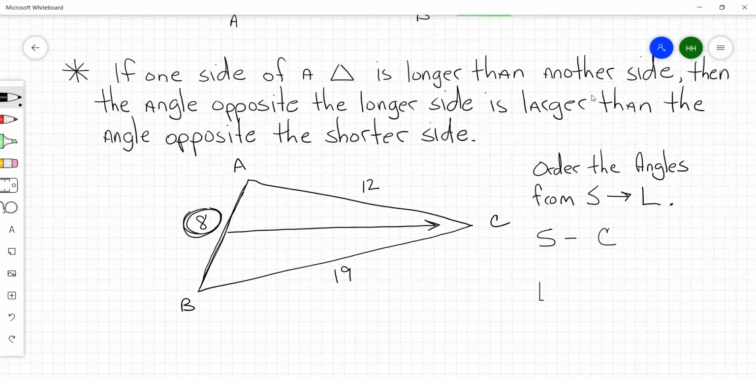The largest angle. Identify the longest side, which is 19. 19 is the length of side BC. And this side BC is opposite of angle A. So angle A is your largest angle. And then there's only one left, isn't there? And that's angle B.